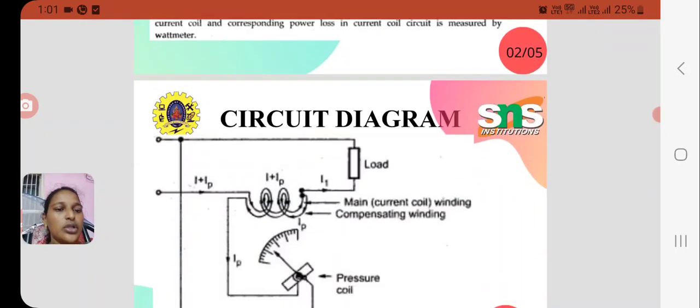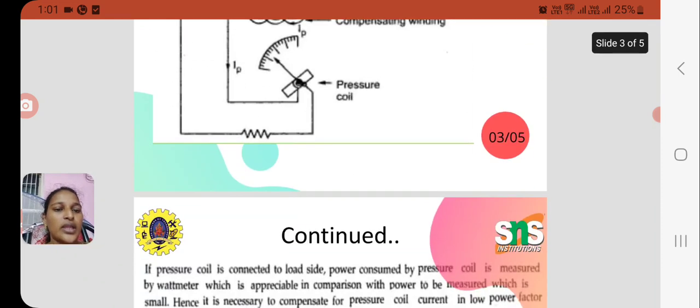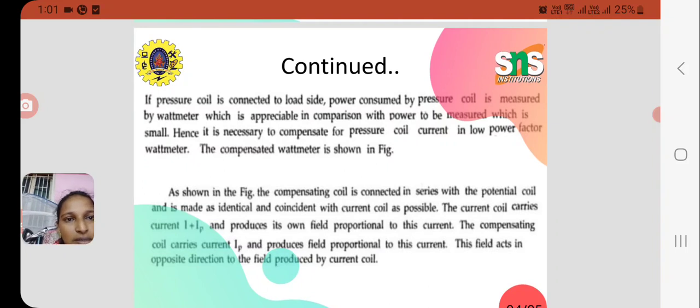So what we are doing is using another compensating winding with the main current coil winding. If the pressure coil is connected to the load side, the power consumed by the pressure coil is measured by the wattmeter, which is appreciable in comparison with the power to be measured, which is small. Hence, it is the same EDM wattmeter, but with slight adjustment in the connection and modifications in the coils. The same EDM is being used for low power factors also.